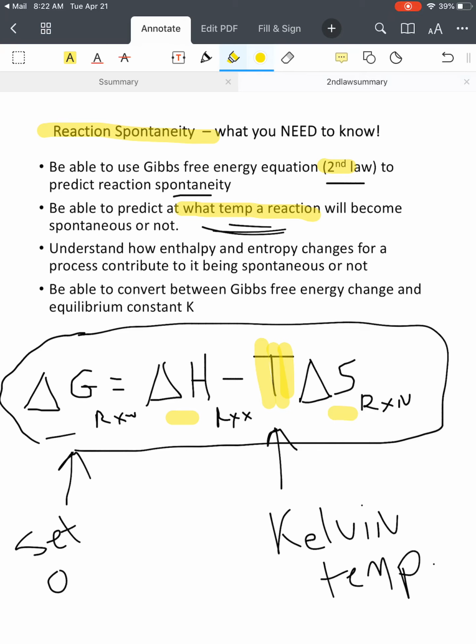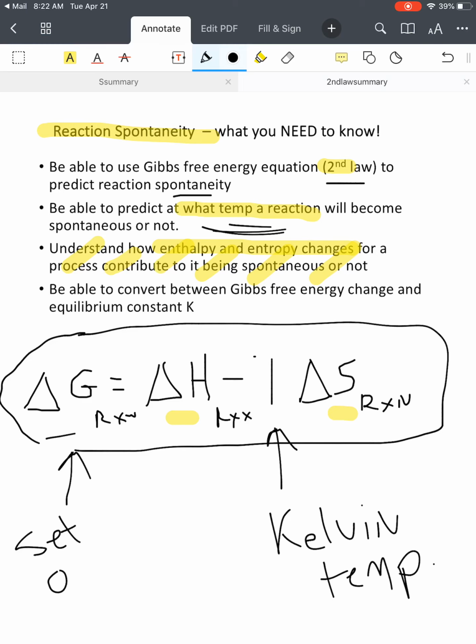Now, there's another type of problem. These are sometimes qualitative, but you want to have a general understanding of how enthalpy and entropy changes for a given reaction contribute to it being spontaneous or not. So let's take a look at that real fast.